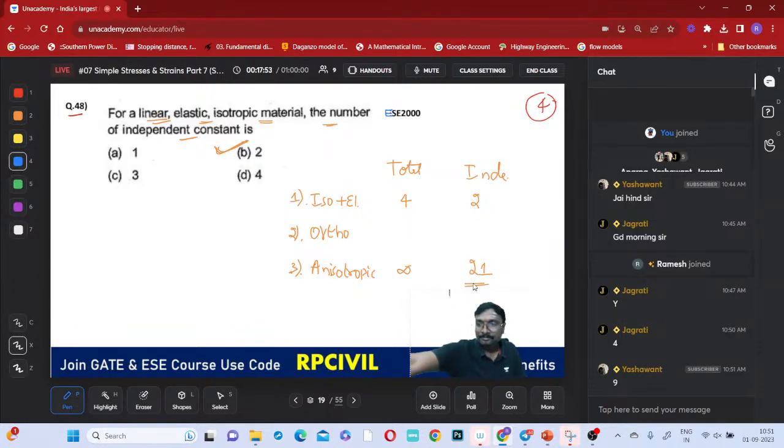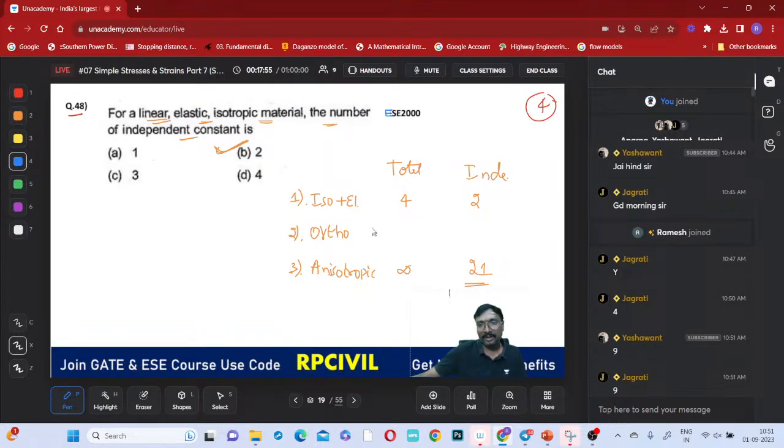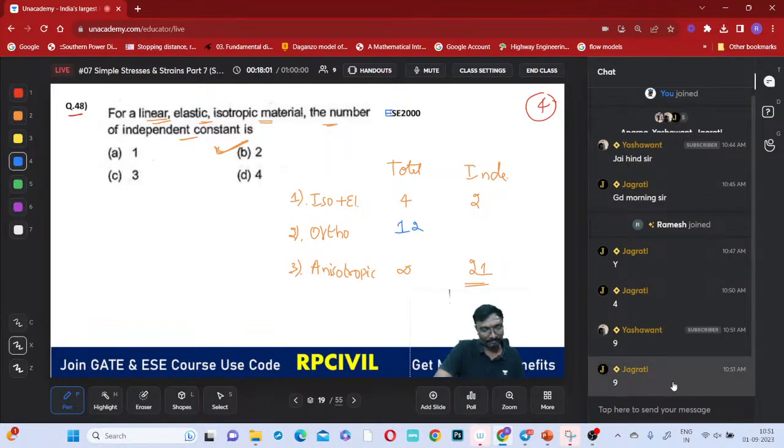Orthotropic, how many? Total 12. Independent are how many? Yes, Sai Teja Pravalika answered correctly. Independent 9. Total 12, independent 9. Is it so? Or different? Anyone? Correct only or not? Right. So we'll be moving on to this next one, right?